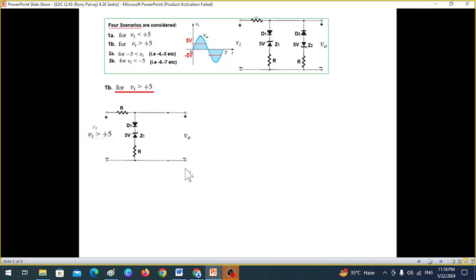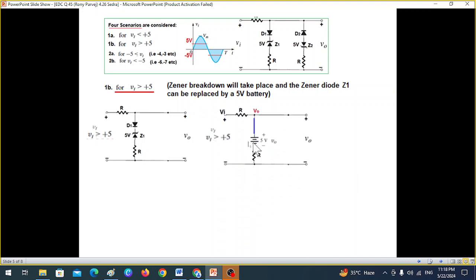and therefore we can replace. The Zener breakdown will take place, and the Zener diode Z1 can be replaced by a 5 volt battery. So our equivalent circuit would now look like this. The diode is short circuited and the Zener is replaced by a 5 volt battery. And now we'll use the nodal analysis.